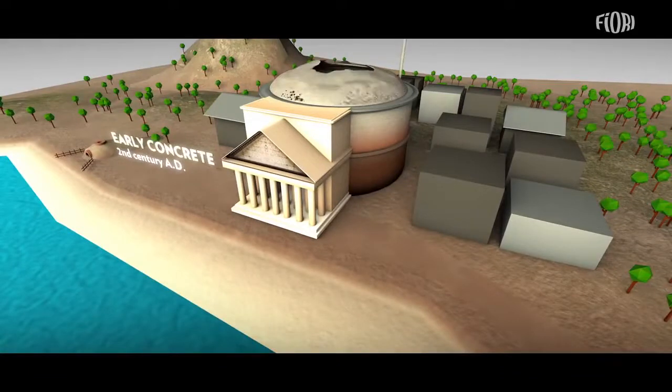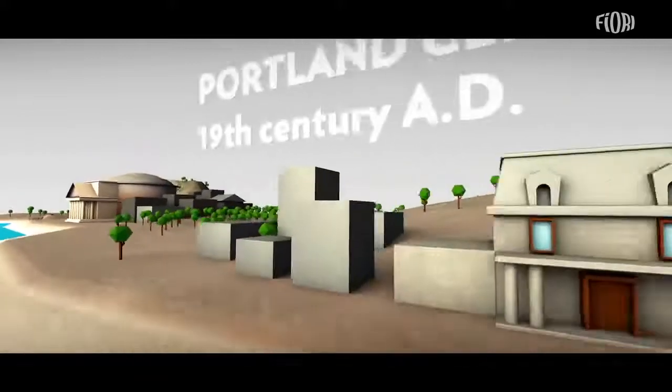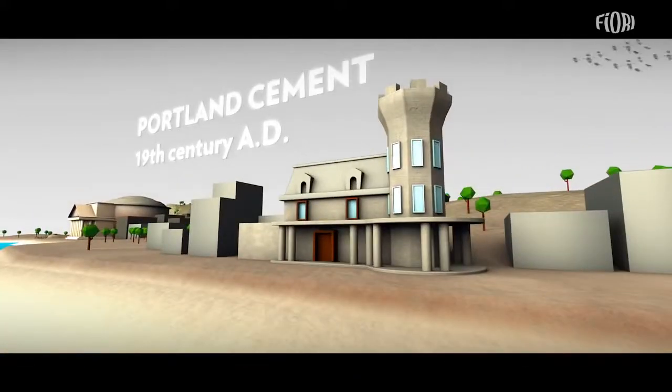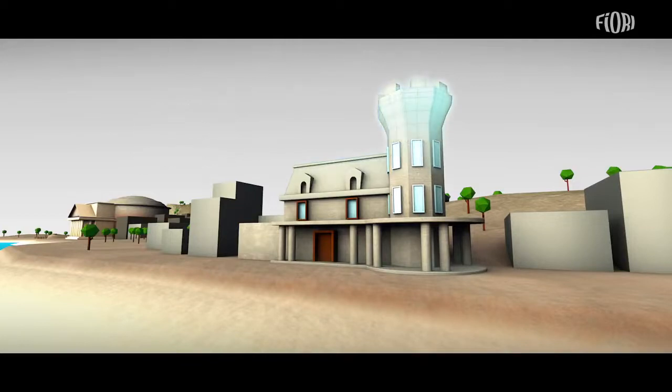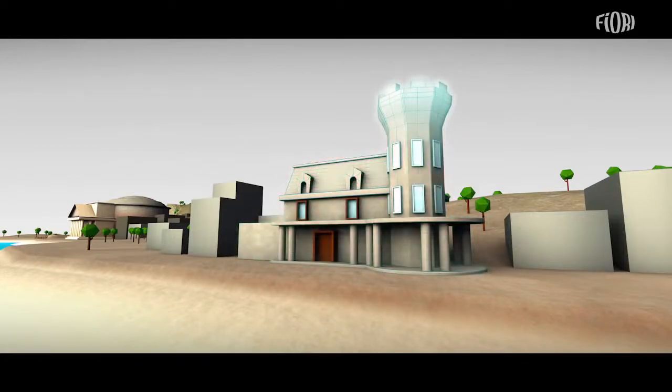One of the most significant concrete constructions is the cupola of the Pantheon in Rome. It is an incredible feat of engineering and has been standing for 20 centuries. In the 19th century, the invention of Portland cement revolutionized the technology of construction materials and transformed the concrete of the ancient Romans. Modern concrete was born.